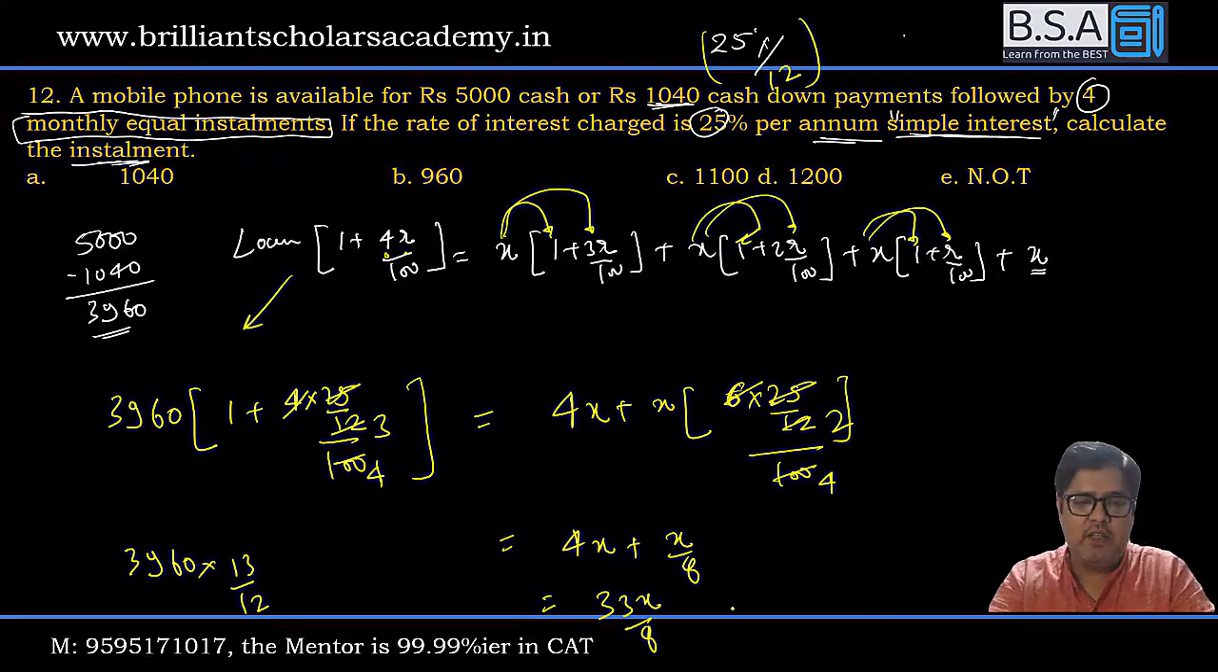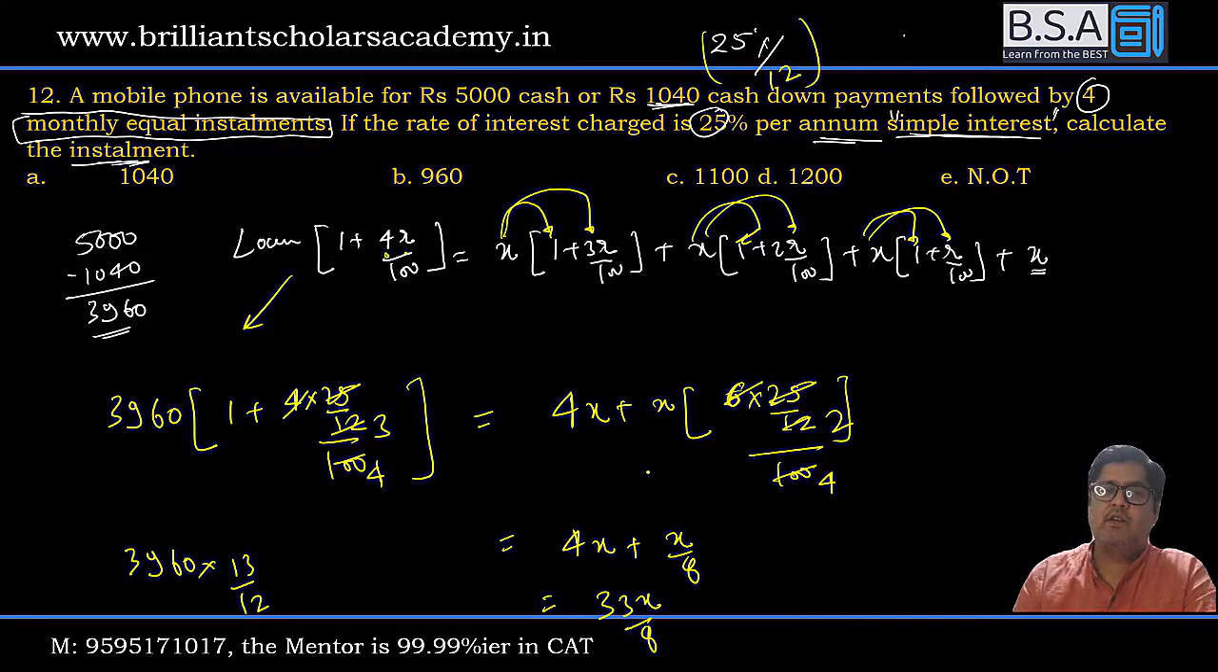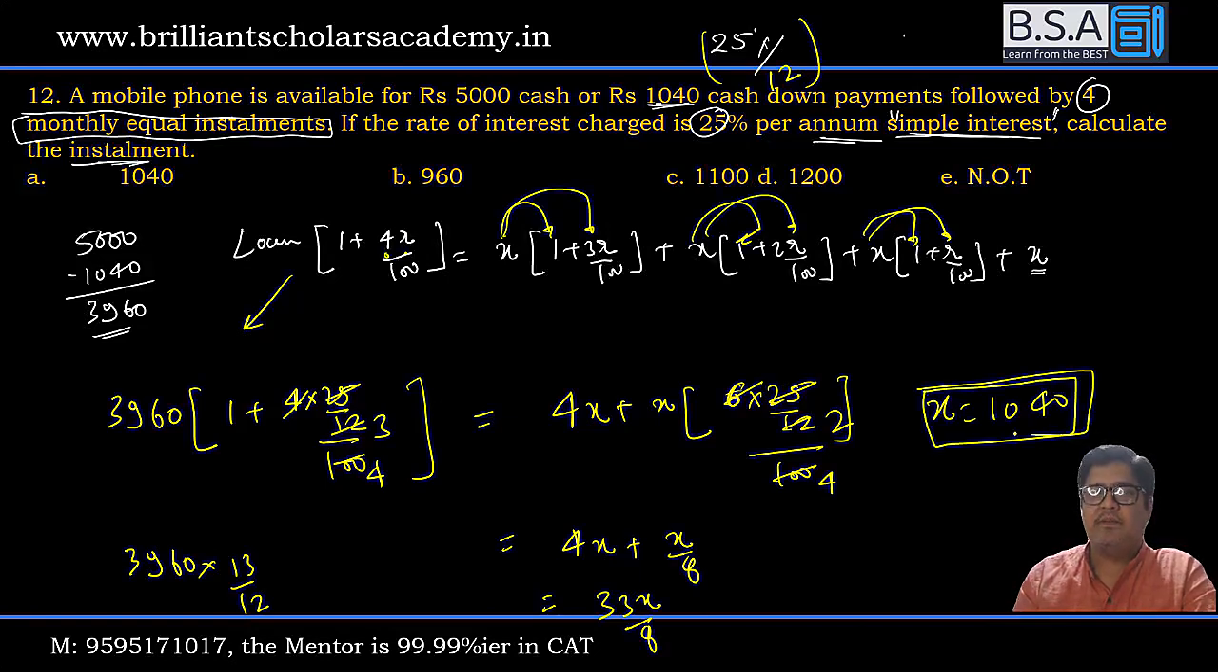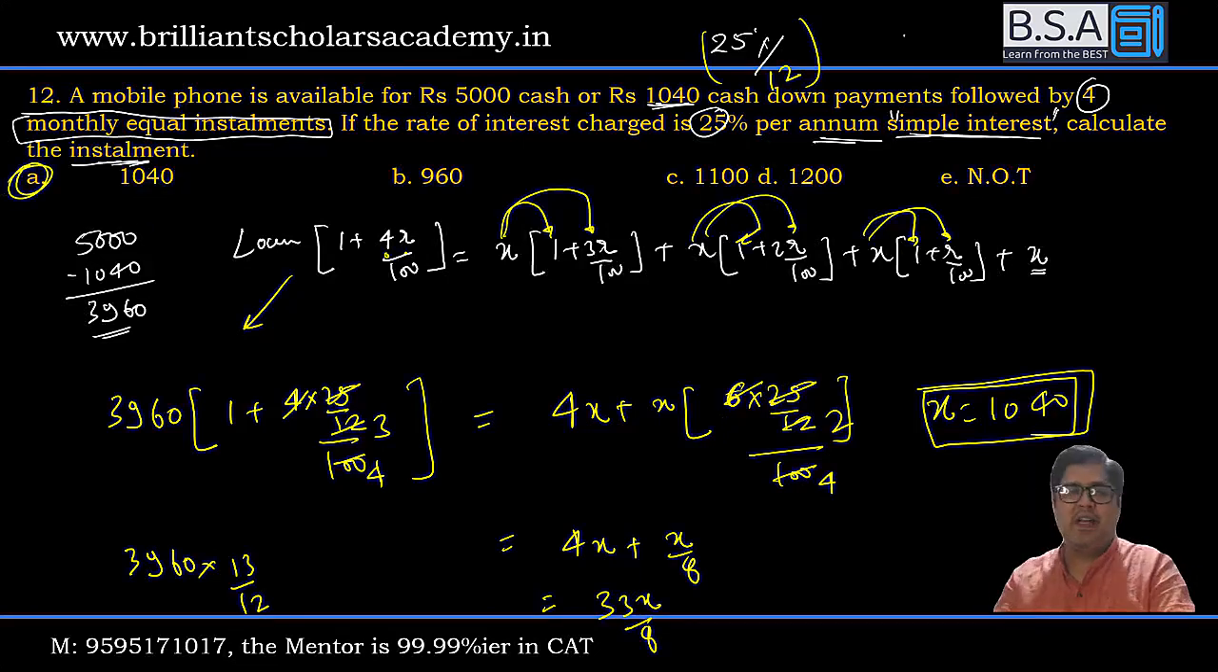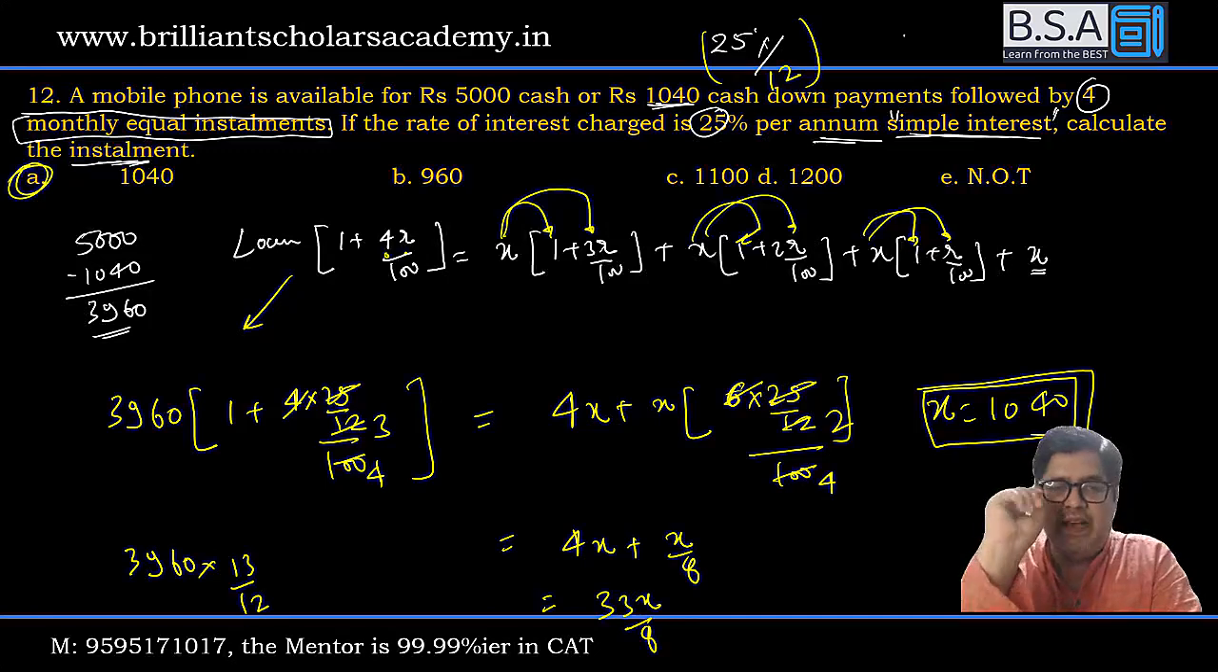Let me do it with the calculator. 3960 multiplied by 13 divided by 12 multiplied by 8 divided by 33. So when you cross multiply, you will have x is equal to 1040 precise. 1040 should be the answer, guys. Make sure you are not making calculation mistakes.